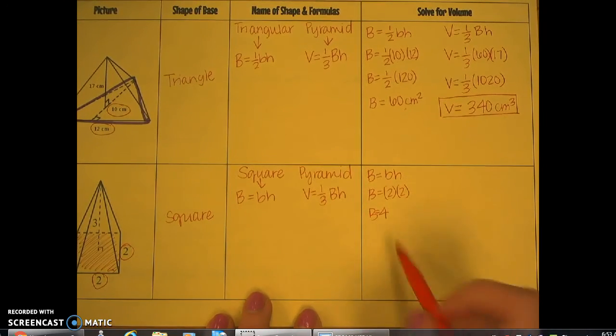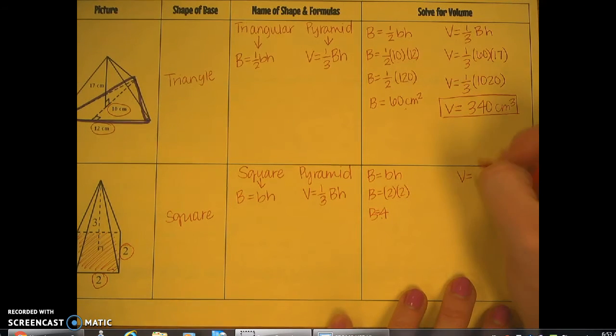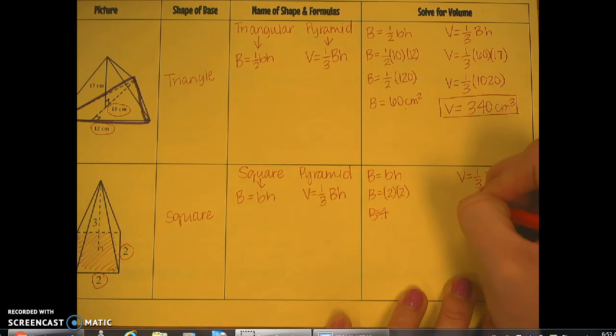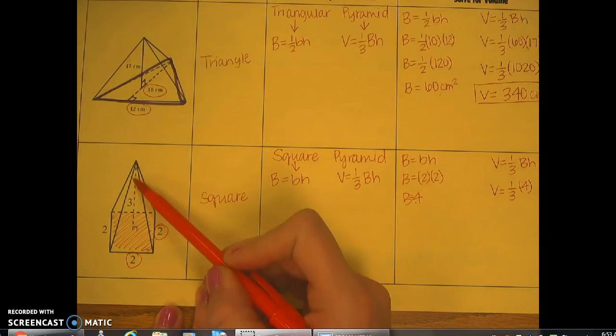Okay, so now I have the area of my base. I need to use my volume formula to get the whole thing. So I'm just plugging in 4 for big B. And the height of my pyramid going from the base all the way up to the top is 3.